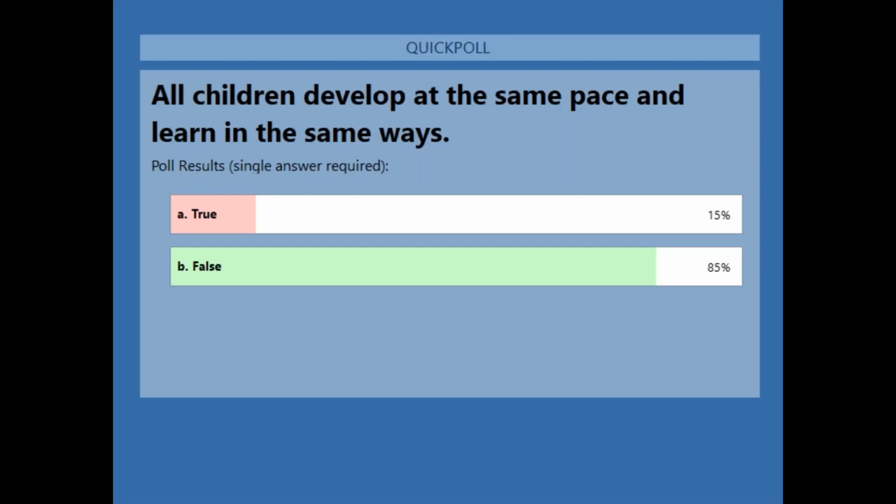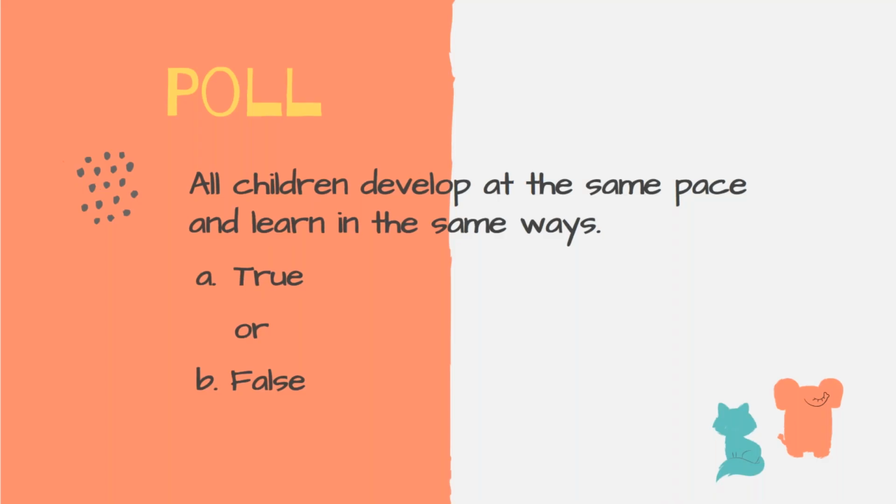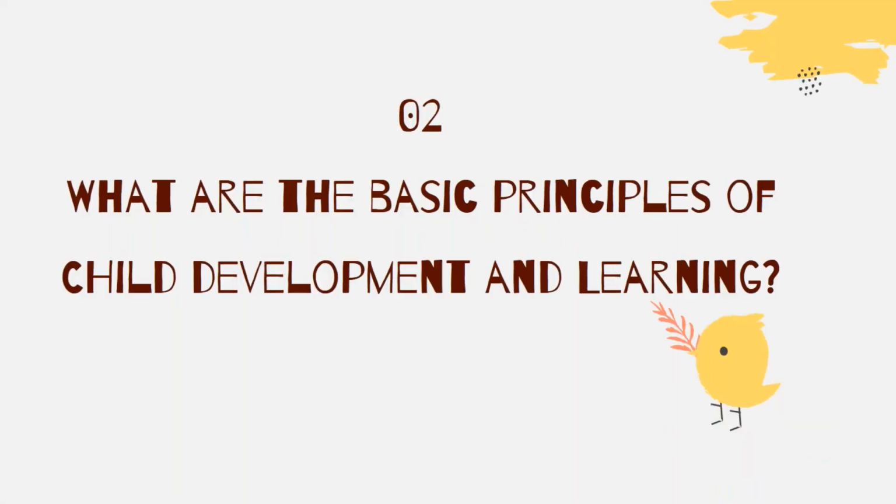Okay, here we go. And the answer is false. A majority of people agreed that all children do not develop at the same pace and do not learn in the same ways. Very good. Awesome. And for those folks who voted that it was true, hopefully at the end of the session, we'll share some information that will explain why, right? Absolutely. All right. So moving forward, we're going to talk about what are the basic principles of child development and learning.